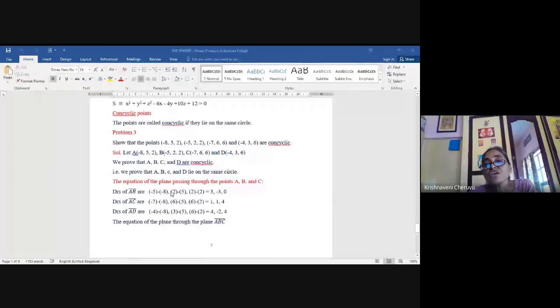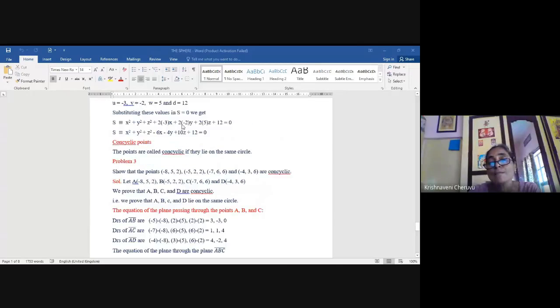Now the question is, 4 points were given and you were asked to show that those 4 points are concyclic, means they are all lying on the same circle. So you need to find out the equation of the circle. To find the equation of the circle, girls, you need to find out the equation of the plane and the equation of the sphere. So the equation of the plane passing through 3 points I'm finding out, and the equation of the sphere passing through the 4 points O, A, B, C, you have to find out, like we discussed in problem number 1.